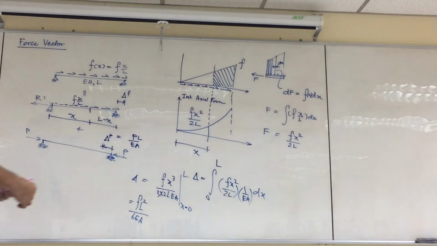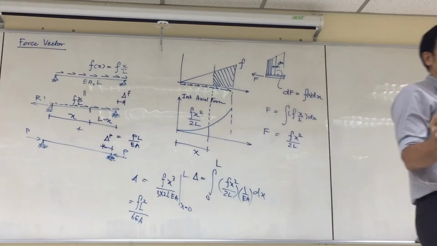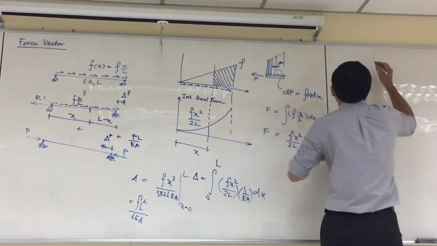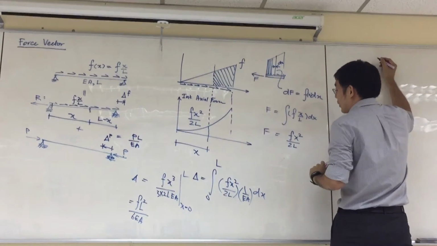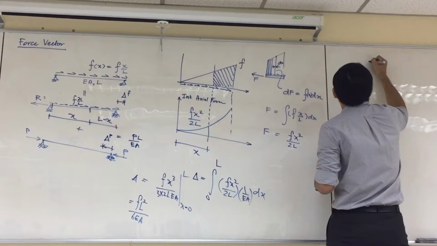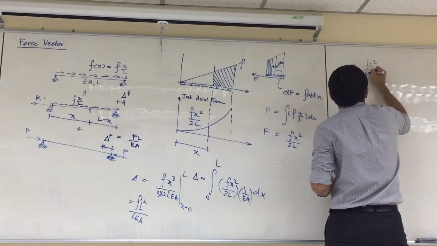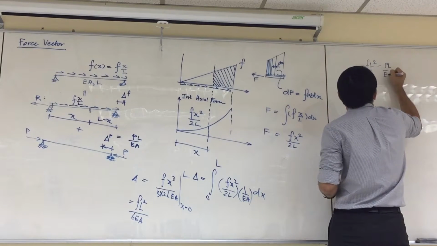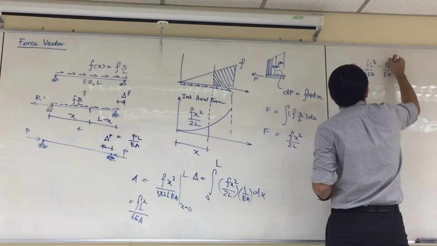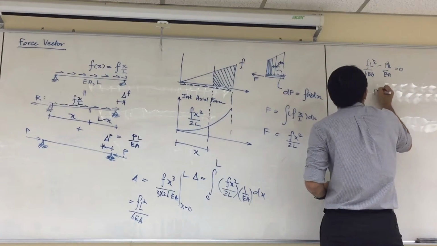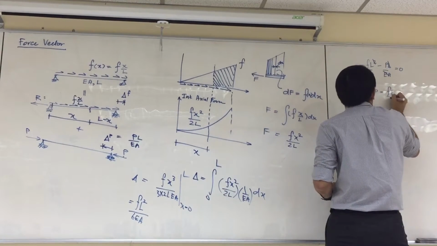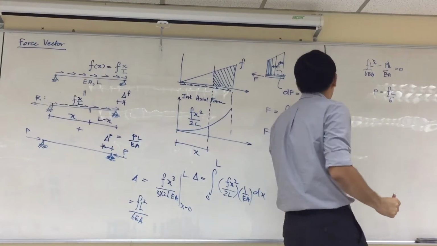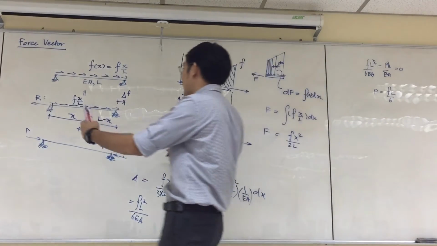What next? You come back to that condition again that the displacement has to cancel out completely. You come up with 0 at the support. So we have FL squared over 6EA minus PL over EA equals 0. Cancel, cancel, cancel, cancel. Your P is equal to FL over 6. So this is FL over 6.